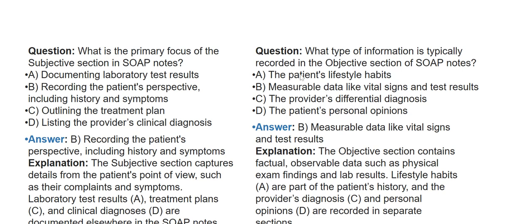Question 2. What type of information is typically recorded in the objective section of SOAP notes? Signs, or the findings observed by the provider or the clinician. A, the patient's lifestyle habits. B, measurable data like vital signs and test results. C, the provider's differential diagnosis. Or D, the patient's personal opinions. B would be the answer: measurable data, for instance vital signs and test results. So the objective section contains factual, observable data such as physical exam findings and lab results.